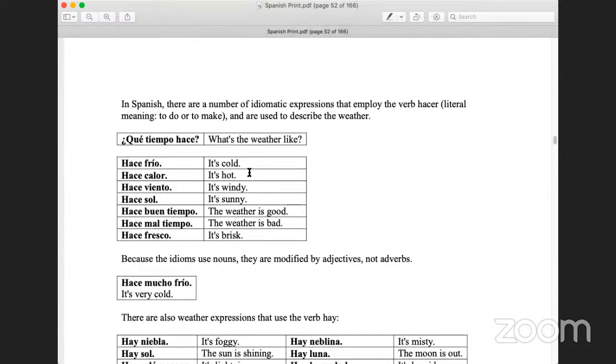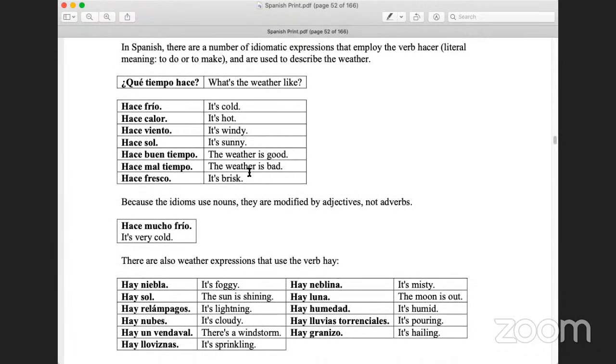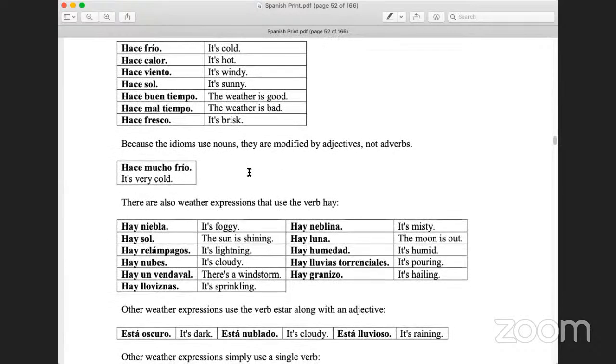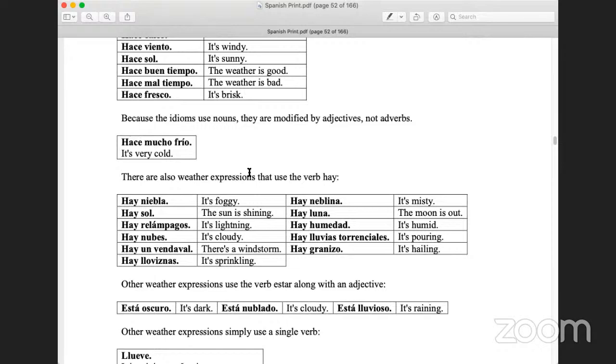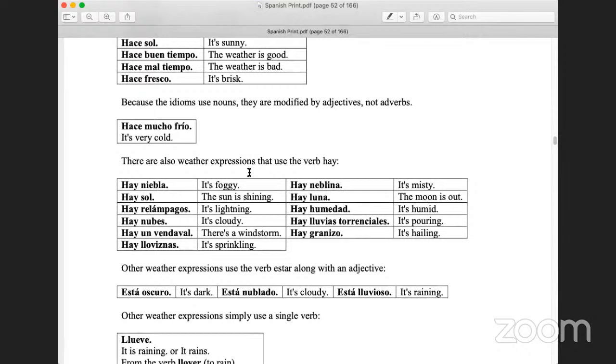In Spanish, there are a number of idiomatic expressions that employ the verb hacer, literal meaning to do or to make, and are used to describe the weather. ¿Qué tiempo hace? What's the weather like? Hace frío, it is cold. Hace calor, it's hot. Hace viento, it's windy. Hace sol, it's sunny. Hace buen tiempo, the weather is good. Hace mal tiempo, the weather is bad. Hace fresco, it is brisk. Because the idioms use nouns, they are modified by adjectives, not adverbs. Hace mucho frío, it is very cold.